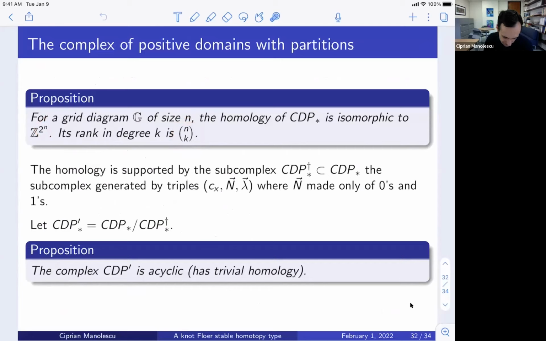But we can find an acyclic sub quotient complex with trivial homology if we quotient out the subcomplex where this homology is actually supported. And these are the triples that I mentioned before, where the domain is trivial and the vector n of bubbles is made of zeros and ones. So you have at most one bubble at each height. So there are 2 to the n generators like this. And if I divide out by this, then the rest is acyclic, it has trivial homology. So this is a theorem you have to compute. You have to show that this has trivial homology.